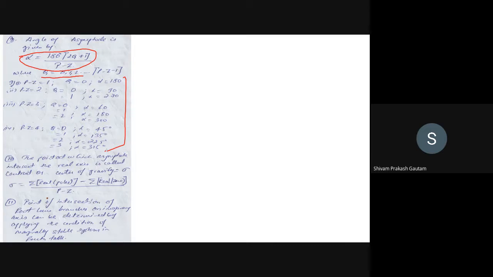Now the next step, that is the point at which the asymptotes intersect the real axis, is called the centroid, which you can calculate as the summation of real parts of poles minus the summation of real parts of zeros, upon p minus z. The point of intersection of root locus branches on the imaginary axis can be obtained by the Routh-Hurwitz table, right? Suppose your root locus branch is cutting the imaginary axis, you can determine at what point it is cutting by building the Routh table. This is step number 11.